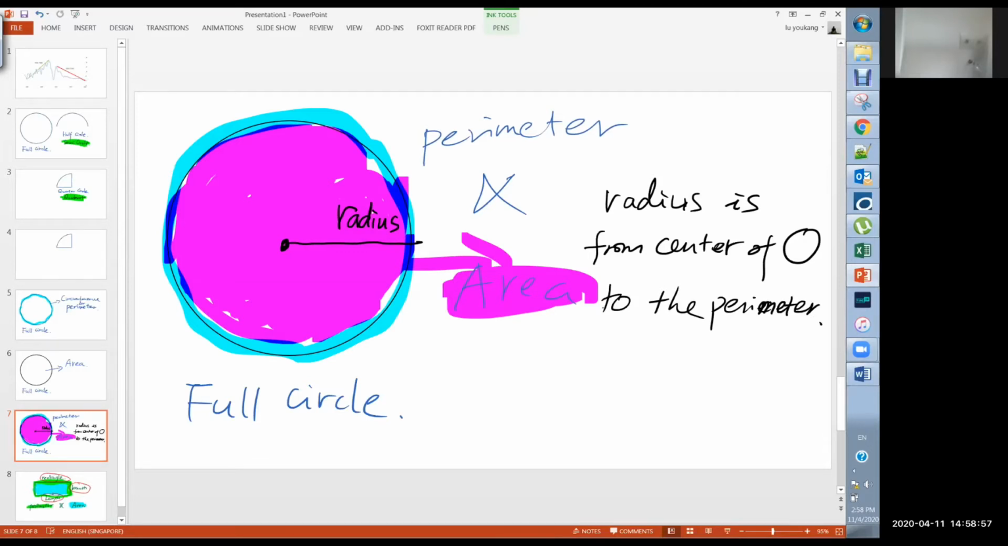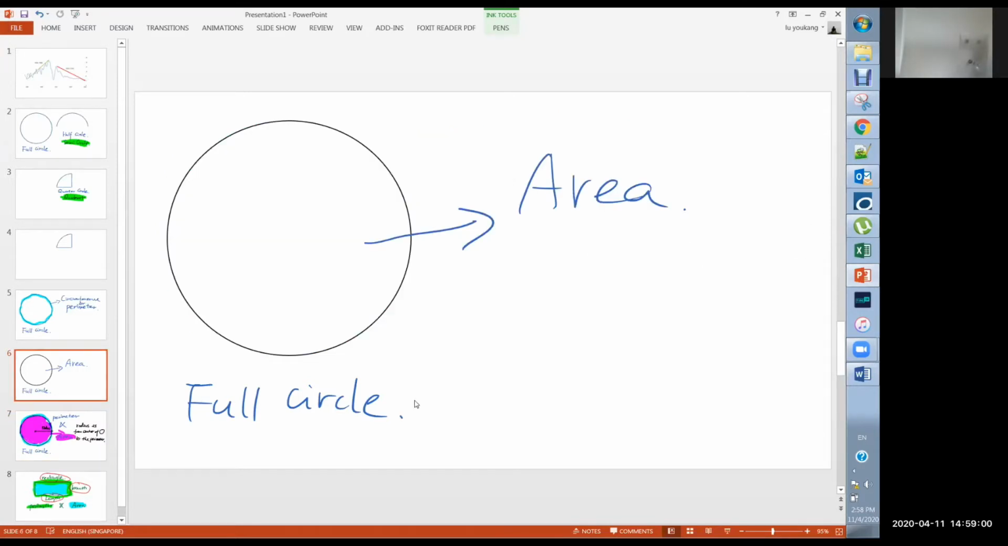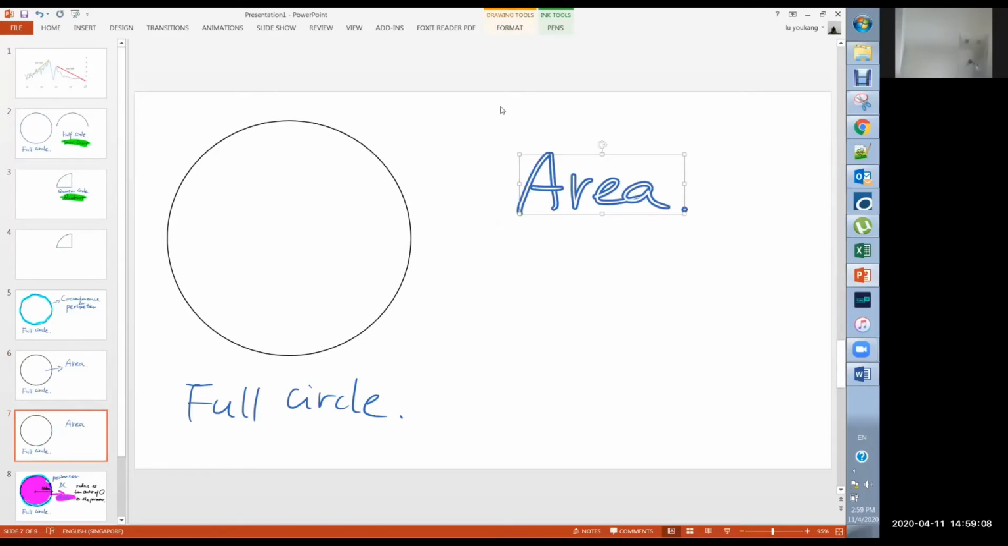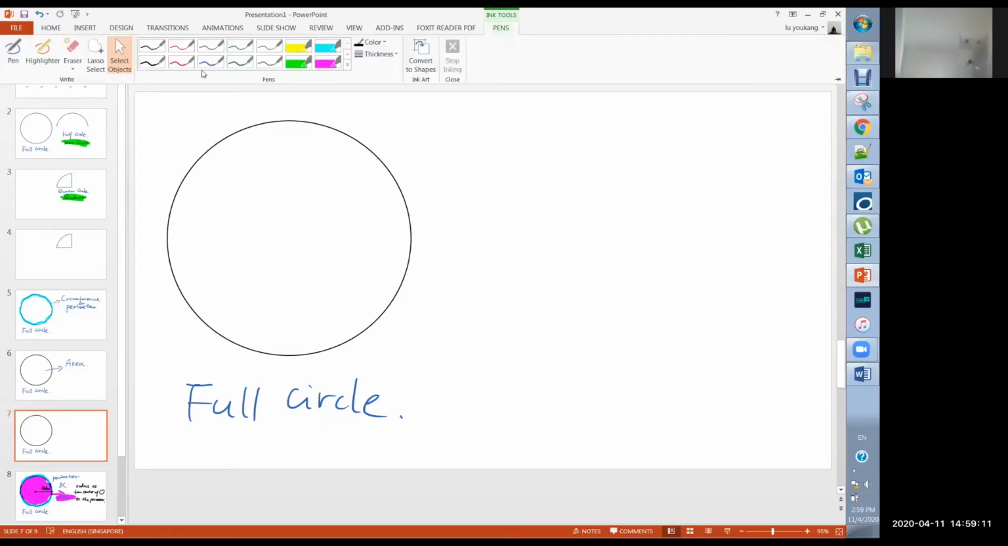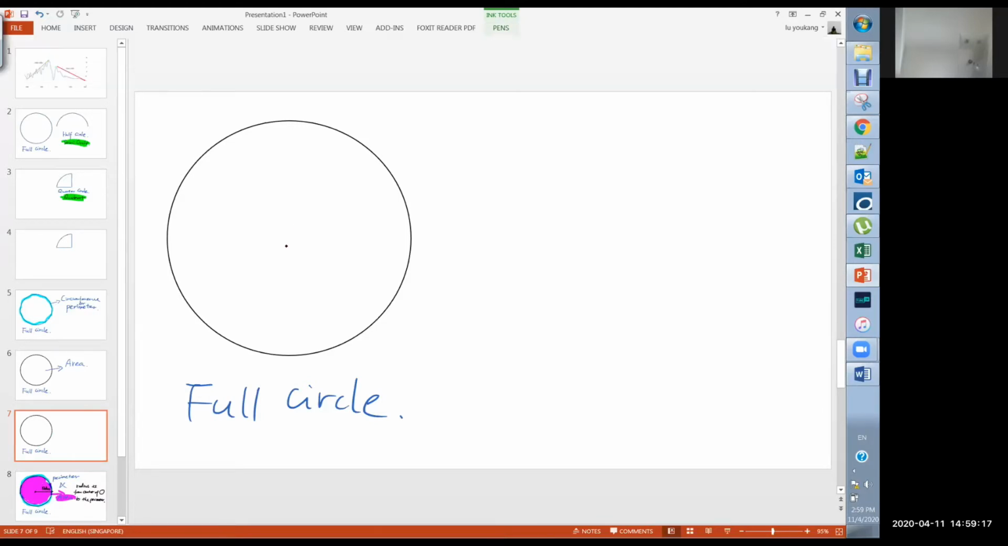Okay, so let me give you an example. So when it comes to a full circle, the first thing you need to know is where the center is. Without the center, you cannot do anything. So the center must be known. The center I call the origin. Okay, they mean the same thing. If next time I say origin of the circle, it means the center of the circle.